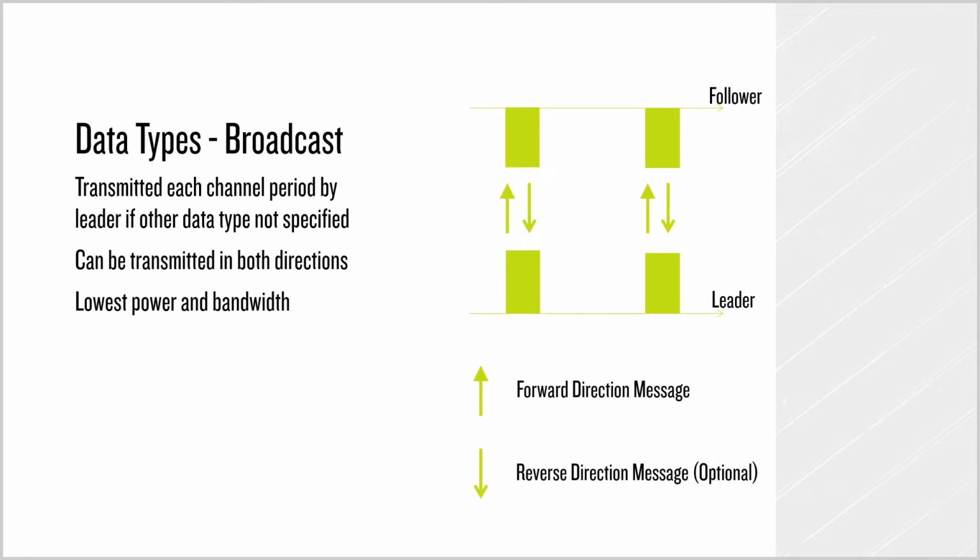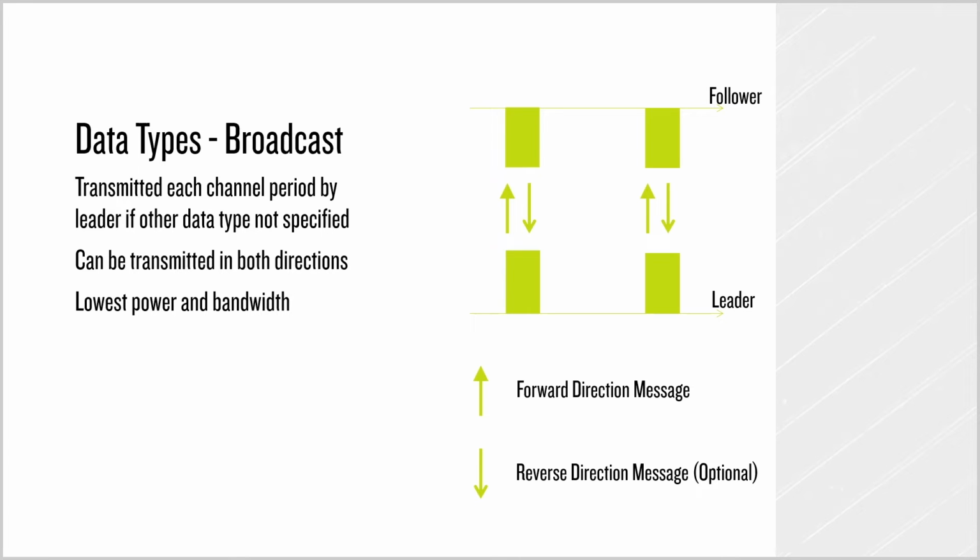Okay. So now that you know what a channel is and how it can be configured to meet your specific use case requirements, you may be wondering about how data is communicated across ANT and the features available to transmit different types of data. This is where data types come in.